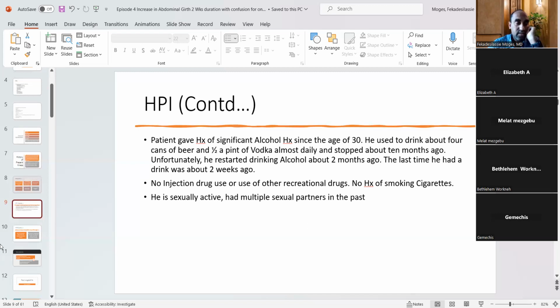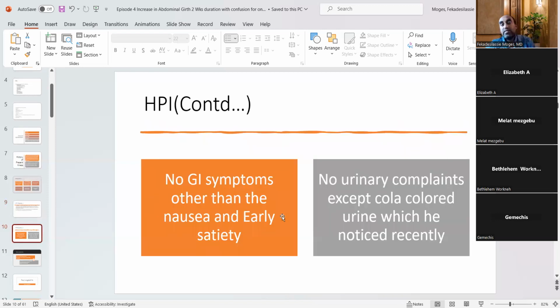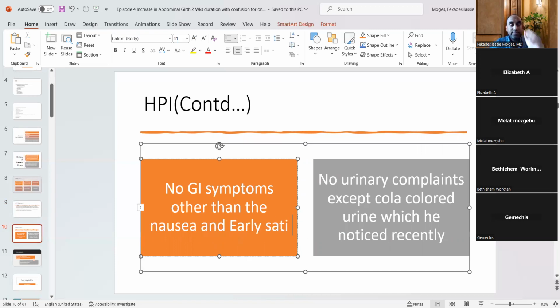Do you get it? Yes. Yeah, that is very important. Okay, so I have no GI symptoms other than the nausea and early satiety. No, I'm sorry, I'm going to change this. I have constipation.